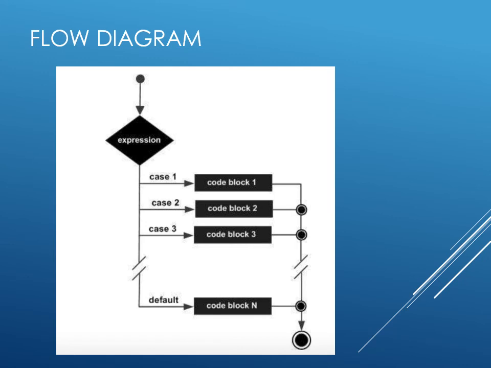So how does the flow of these switch statements occur? First of all, we receive the expression. After receiving the expression, the switch statement will check its case 1 condition. If this condition is true, code block 1 will be executed. Then it will check case 2. If this condition is true, it will execute block 2, similarly block 3, and if these conditions are false, it will go to the end. So this is the flow diagram of our switch statements.